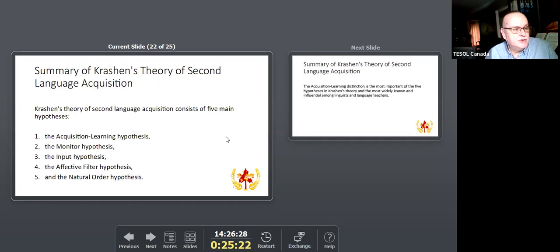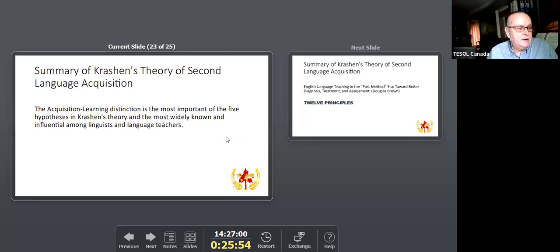The summary of Krashen's theory of second language acquisition is that this theory consists of 5 main hypotheses. Number 1, the acquisition learning hypothesis. Number 2, the monitor hypothesis. Number 3, the input hypothesis. Number 4, the affective filter hypothesis. And number 5, the natural order hypothesis. The acquisition learning distinction is the most important of the 5 hypotheses in Krashen's theory and is the most widely known and influential among linguists and language teachers.